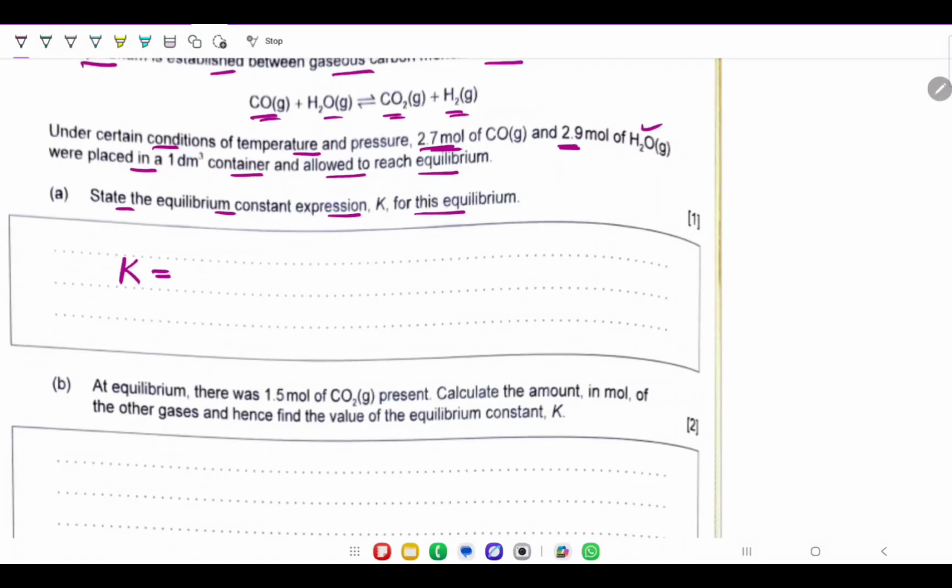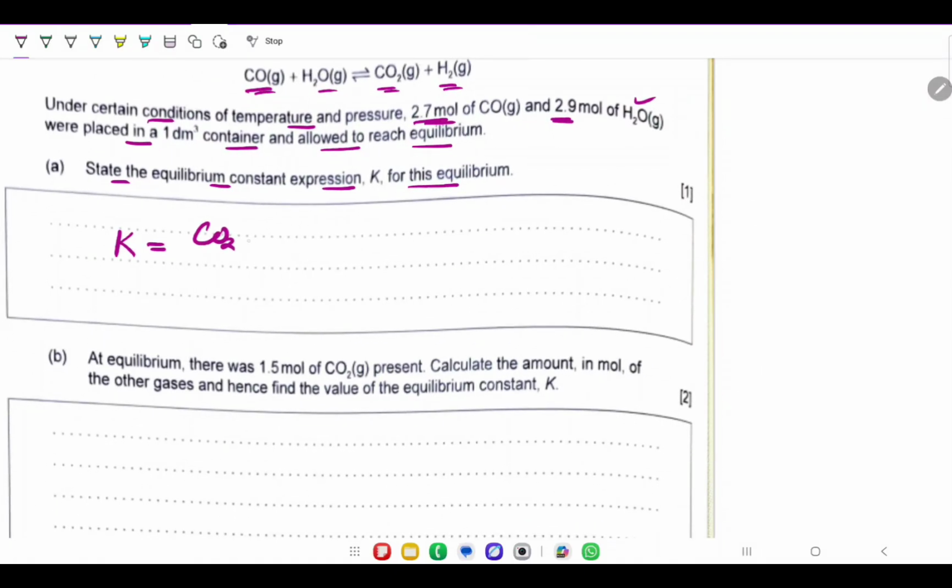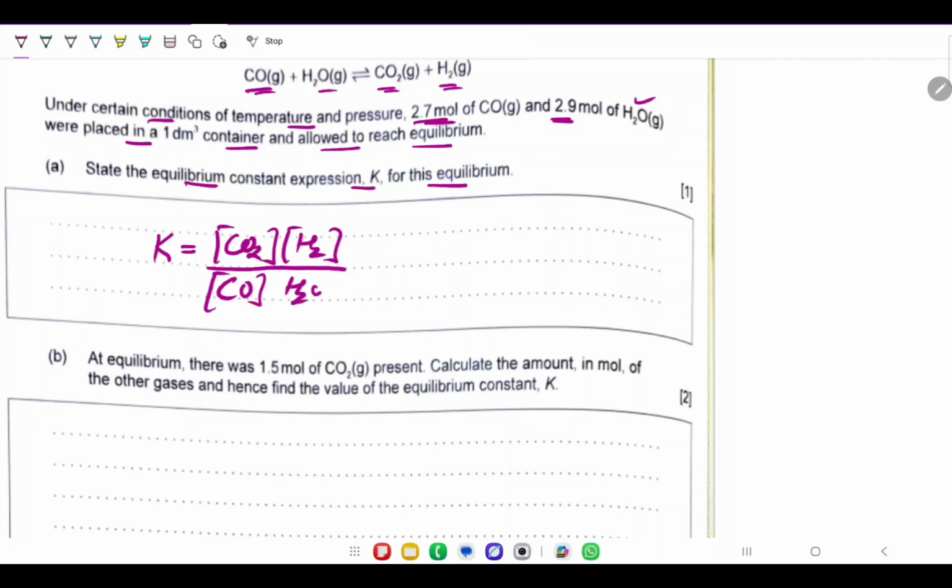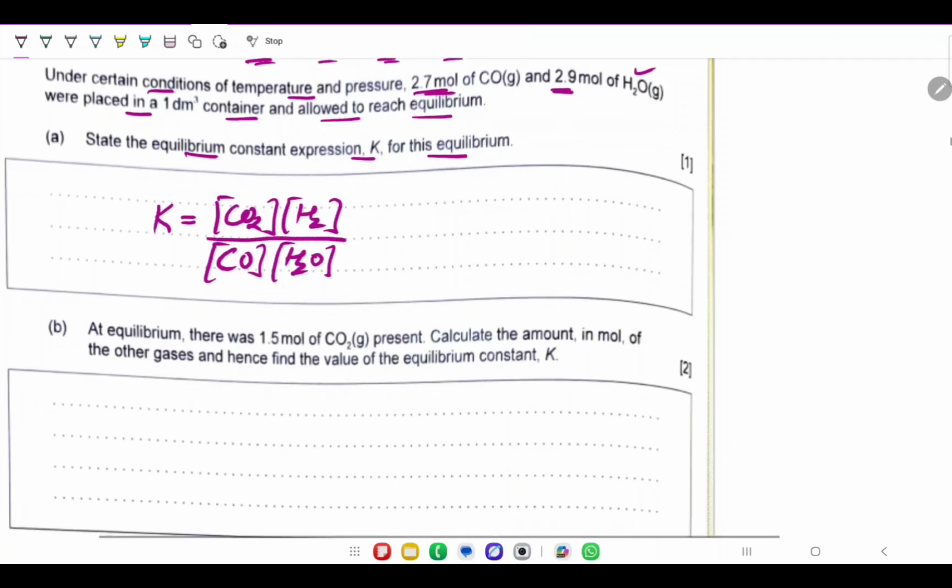And K we always know is equal to the concentration of product, that is CO2, into H2 concentration, upon the concentration of reactant, which is carbon monoxide concentration into steam concentration. Part A says state the equilibrium constant K for this equilibrium reaction. That should be the expression for K.